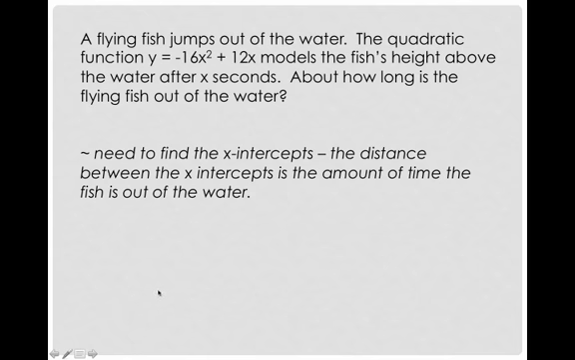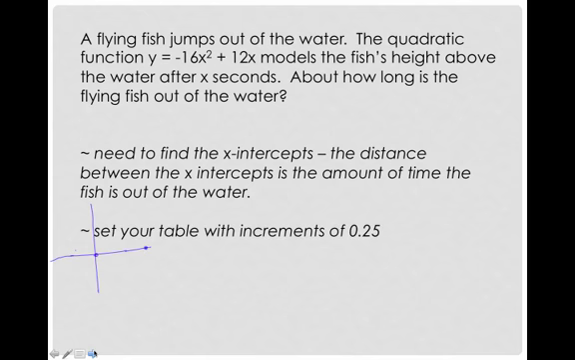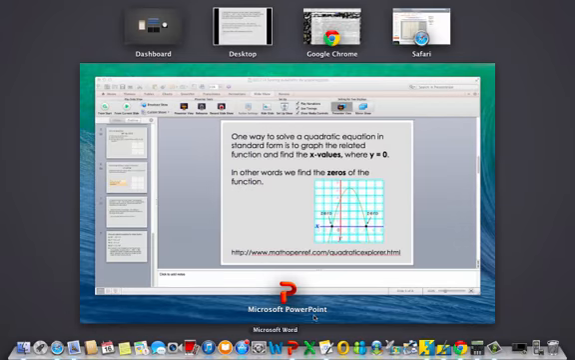Well, first I'm going to need to find the x-intercepts because my x is the number of seconds. The distance between my x-intercepts is going to be the time that the fish is out of the water. If you have a calculator, go ahead and set your table to increments of 0.25 in order to find the solution to this. I'm going to go ahead and grab a calculator.